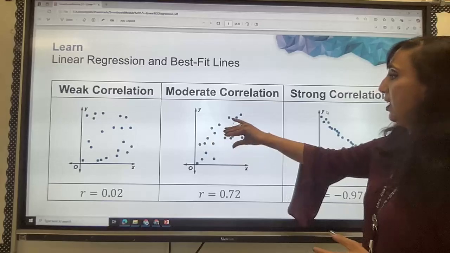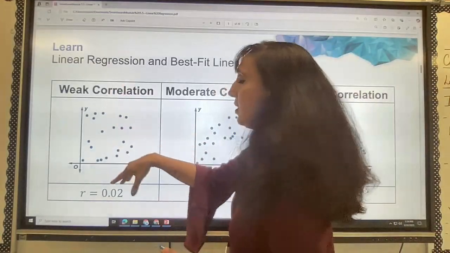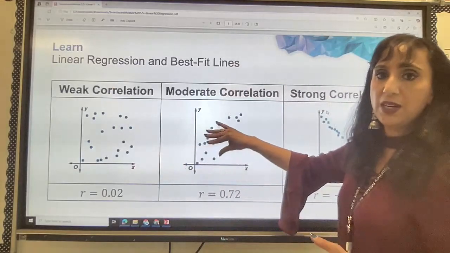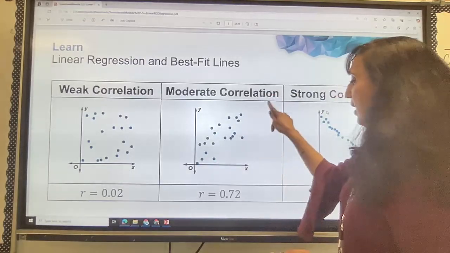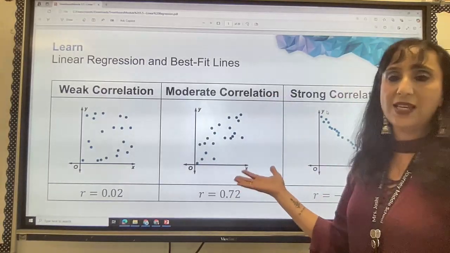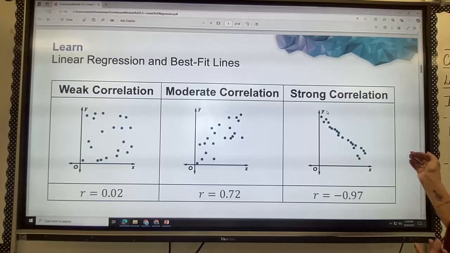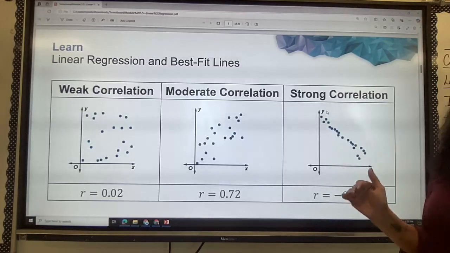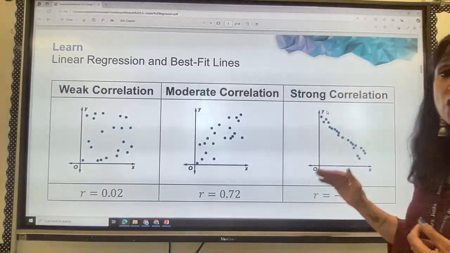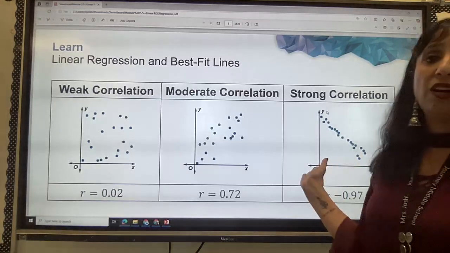As you can see, they're closer together and it's going upwards. Here it's like all over the place. But here it's more clustered together. So if I was drawing a line through, this has a moderate correlation. And then this one, negative .9700, see the clusters are almost together, so it's going downwards. So this is a strong negative correlation.